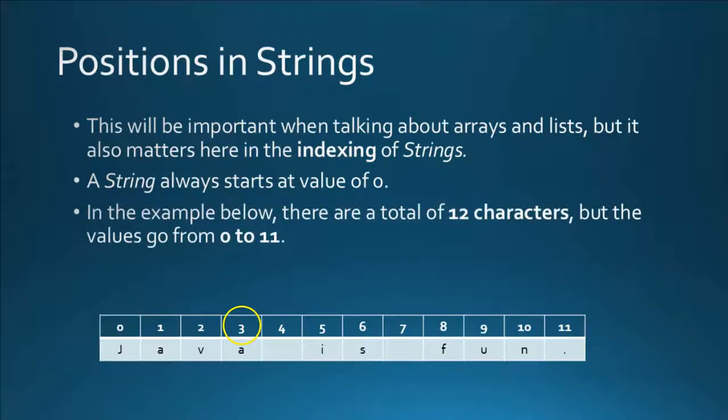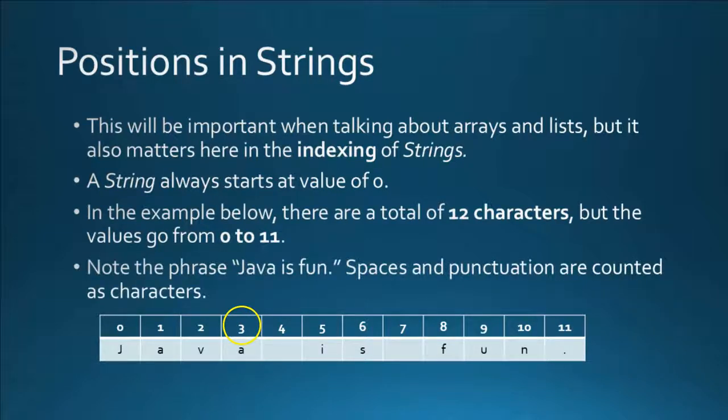In the example below, there are a total of 12 characters, but you'll notice that the values go from 0 to 11. Capital J for Java is at 0, and then the period is at position 11. Note the phrase "Java is fun." Spaces and punctuation are counted as characters. So you can see at position 4 I have a space, at position 7 I have a space, and at position 11 I have a period.